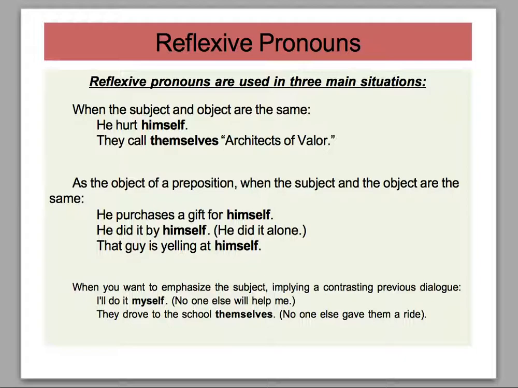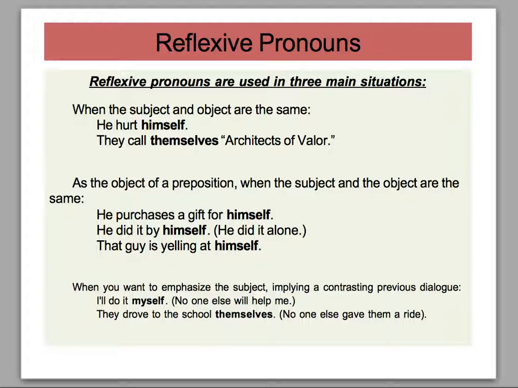Okay, another example is they call themselves architects of valor. So they is the subject of the sentence, and themselves is the object of the sentence, right? Because they is performing the action call, and themselves are receiving the action call. So the subject and object are the same, which makes himself and themselves in these sentences reflexive pronouns.